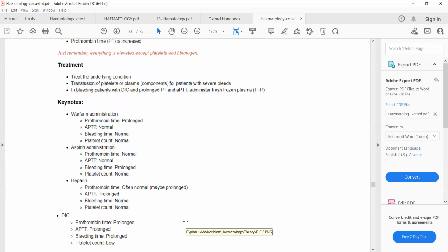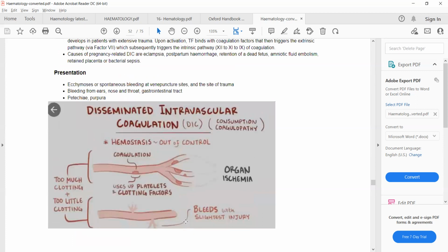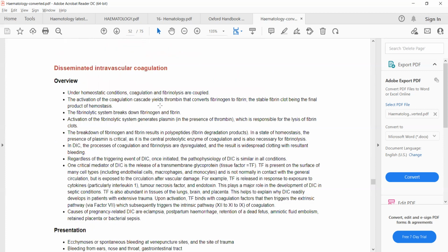In warfarin toxicity or overdose, why is the D-dimer increased? Okay, let me explain this point. Normally there is a balance between coagulation and fibrinolysis. Whenever a clot is formed in the body, the fibrinolytic system is activated, which results in the breakdown of the clot to prevent excessive clotting.